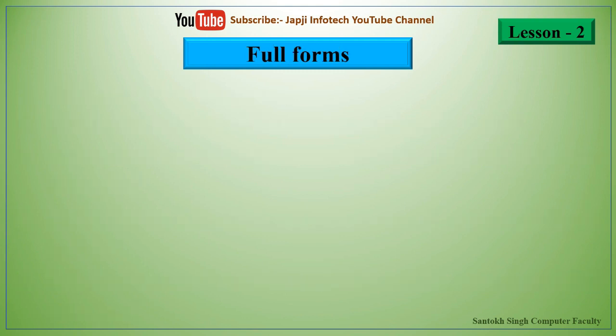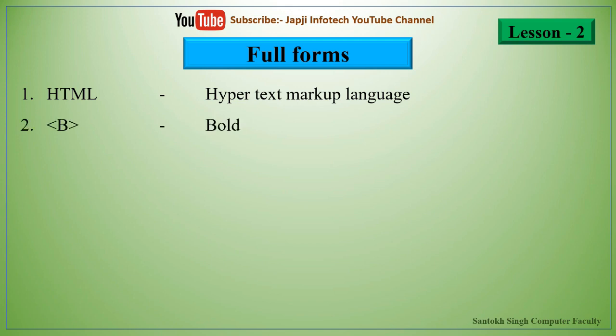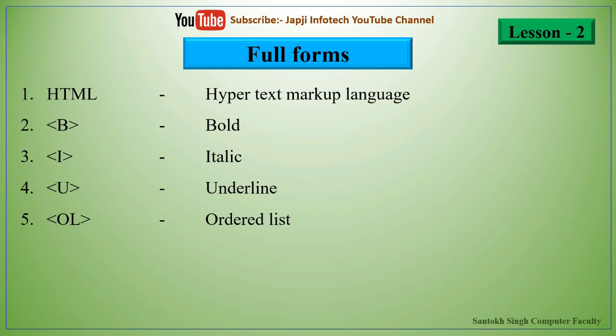So now we will learn about full form. And the first one is HTML. HTML stands for hypertext markup language. Second one is B. B stands for bold. I for italic. U stands for underline. OL stands for ordered list. UL stands for unordered list.